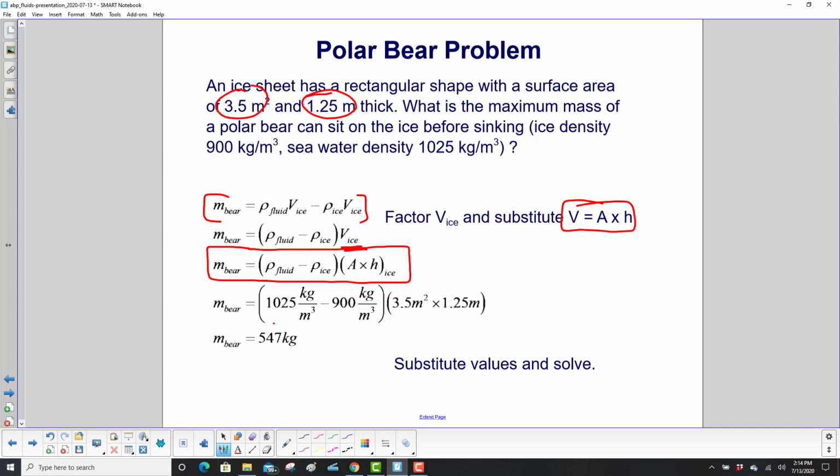So we put in our rho fluid, and here's our density of the ice. Here's the volume of the ice, and we get the maximum mass of the bear that can sit without sinking the ice is 547 kilograms.